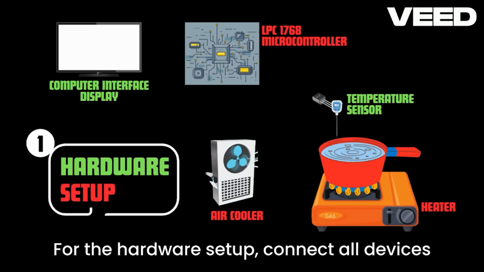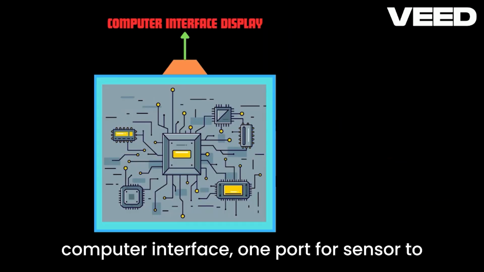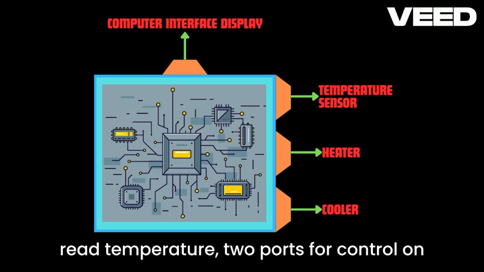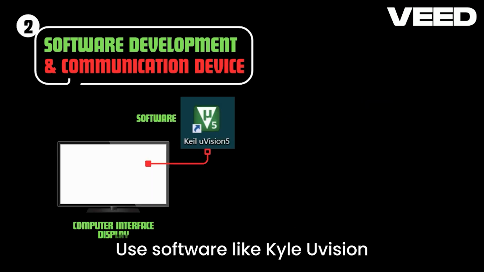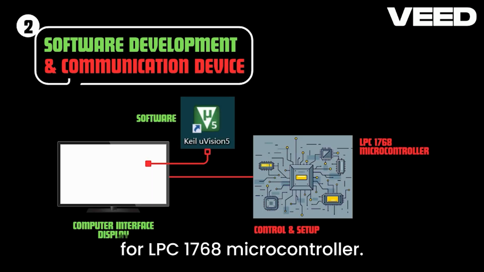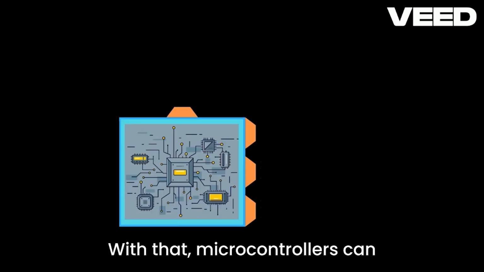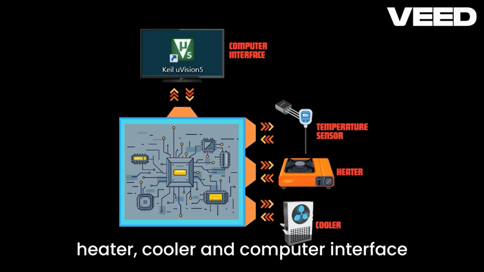For the hardware setup, connect all devices to the microcontroller. One port for the computer interface, one port for the sensor to read temperature, and two ports to control the on-off of the heater and cooler. Then proceed to the software development and communication devices. Use software like Keil uVision to control and set up the system for the LPC1768 microcontroller. With that, the microcontroller can communicate with the temperature sensor, heater, cooler and computer interface.